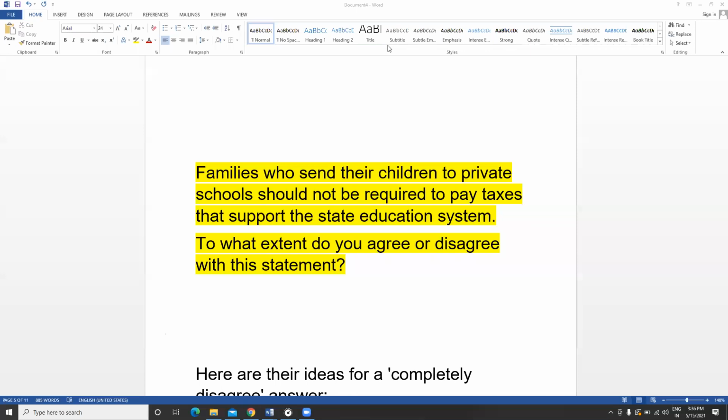So basically, there are different families. Some people are poor, some people are rich. So some families send their children to private schools, and some to public schools. There are private schools and there are government schools. So they should not be required to pay taxes that support. So basically, there are some taxes which support the state education system. So they should not be allowed. So do you think it's correct? Do you think it's not correct?